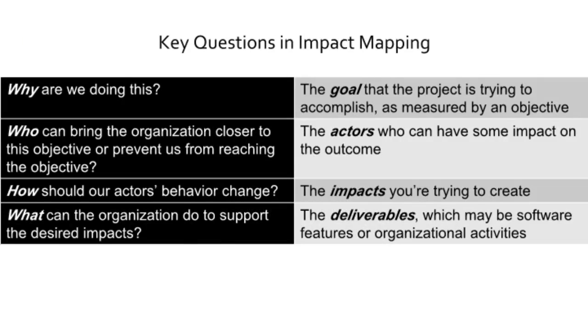Impact mapping structures conversations around 4 key questions. Why are we doing this? The answer to this question is the goal that the project is trying to accomplish as measured by an objective. Who can bring the organization closer to this objective, or conversely, who may prevent us from reaching the objective? The answer to this question identifies the actors who can have some impact on the outcome.